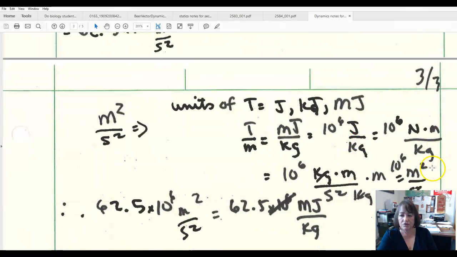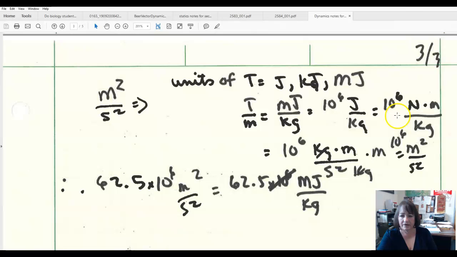A joule is a Newton meter, per kilogram. So if I plug in kilograms here, and I have kilograms on the bottom, meter second times meter, I get that 10 to the 6th meters squared per second squared is equivalent to a megajoule per kilogram. So 62.5 times 10 to the 6th meters squared per second squared is the same amount as 62.5 megajoules per kilogram. And that's the answer to part A of 13.85.